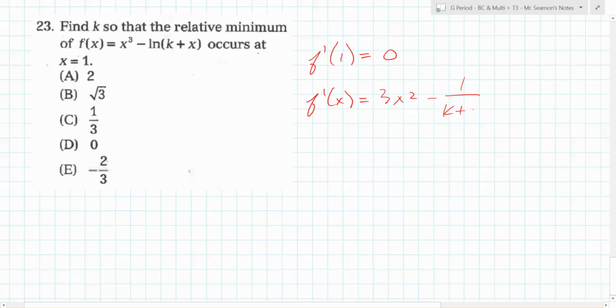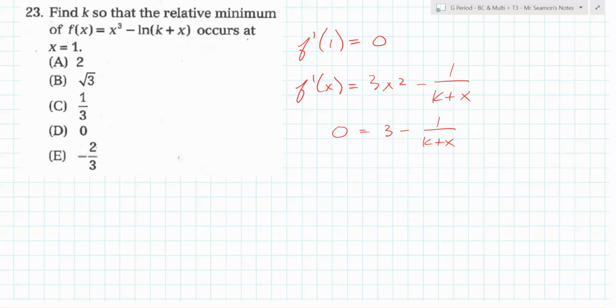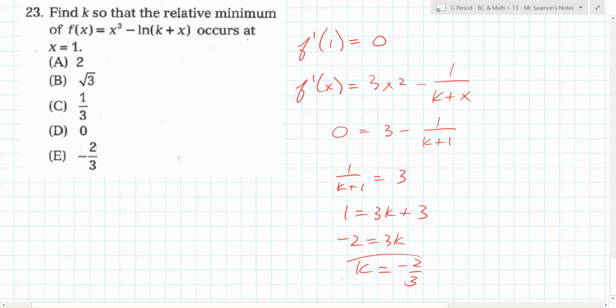1 over k plus what? X. So we know when 1 is plugged in, what do you get out? 0. So 0 is equal to 3 minus what? 1 over k plus x, right? Oh, k plus 1. Sorry. Excuse me. You're absolutely right. K plus 1. So we have 1 over k plus 1 is equal to 3. So 1 is equal to 3k plus 3. So negative 2 is equal to 3k. So k is equal to negative what? Negative 2 over 3?